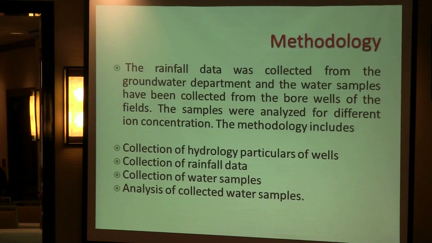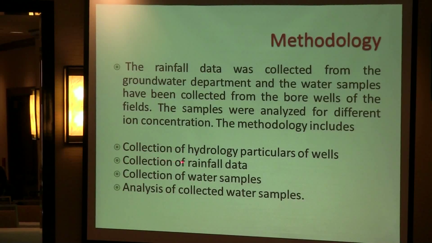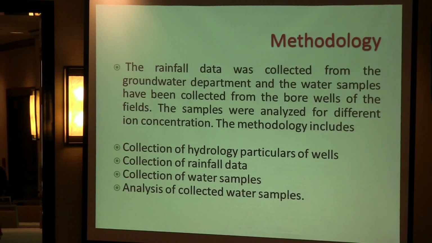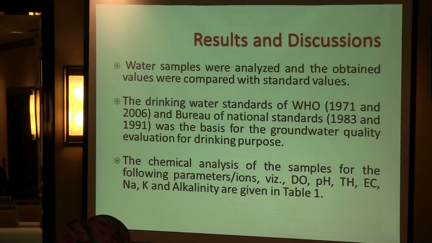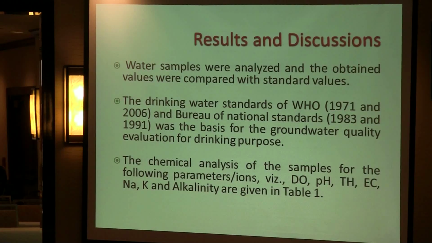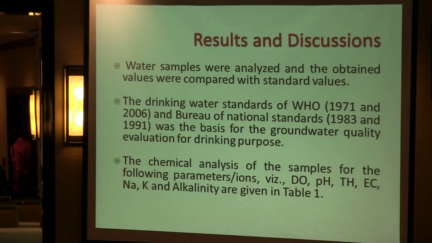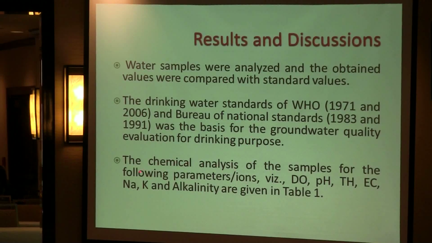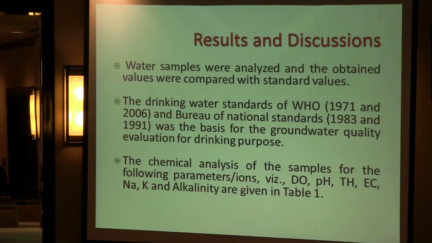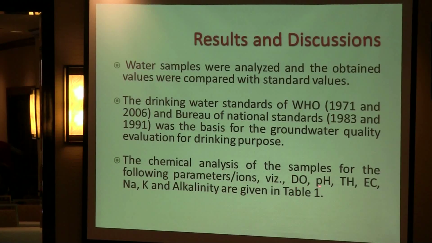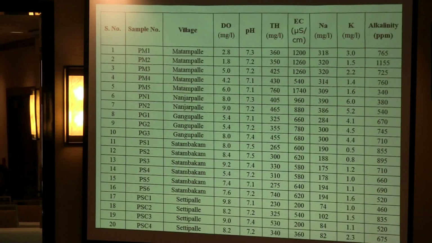This is the whole district, and we have taken a small area here to make the study. The methodology we followed was, first, the collection of hydrology data from the wells, then the rainfall data, then collection of water samples, and then we analyzed the water samples for all the chemicals, and these were the results. The drinking water standards of WHO and the Bureau of Indian Standards were the basis for groundwater quality for drinking purposes. Then we carried out the chemical analysis of the samples for the following parameters: DO, pH, TH, EC, sodium, K, and alkalinity, as given in Table 1.